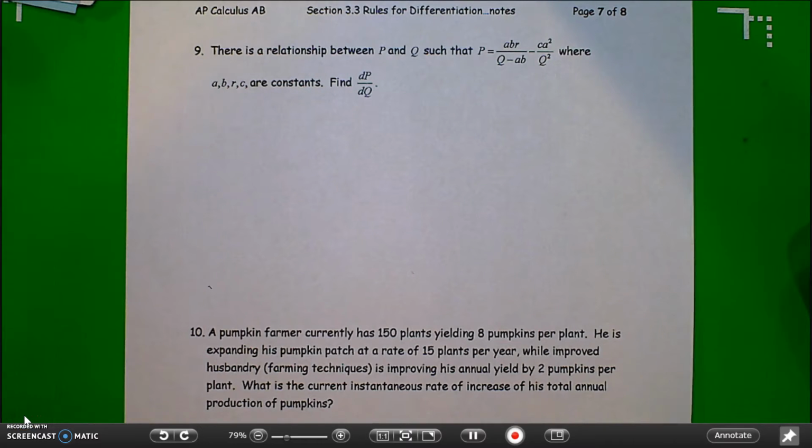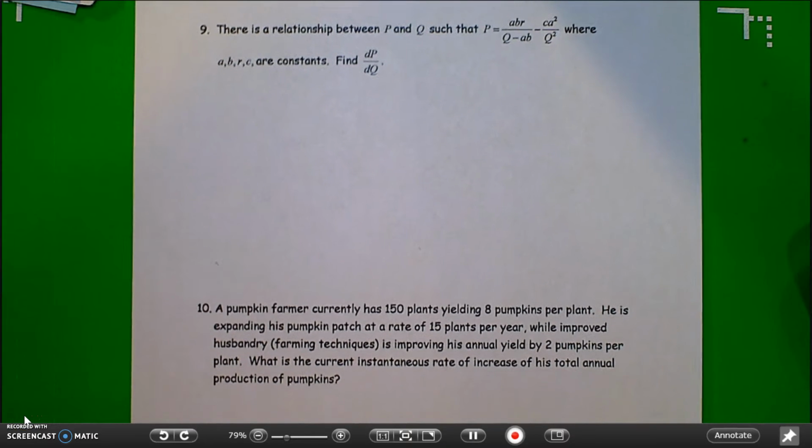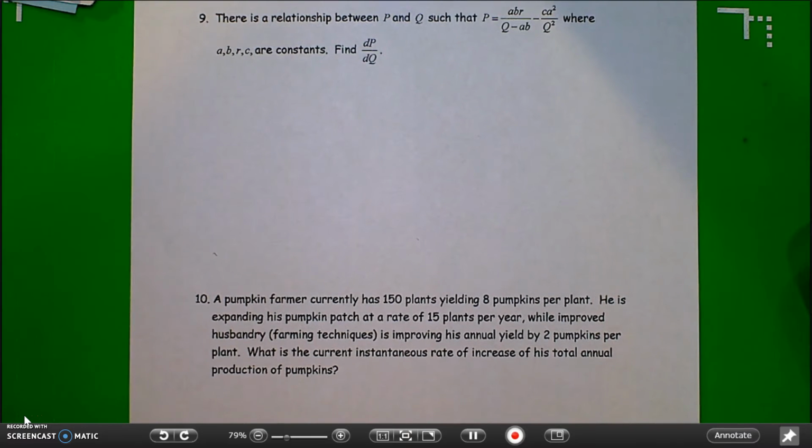This is section 3.3, page 7. We'll start here with problem number 9. Now look at this equation here.